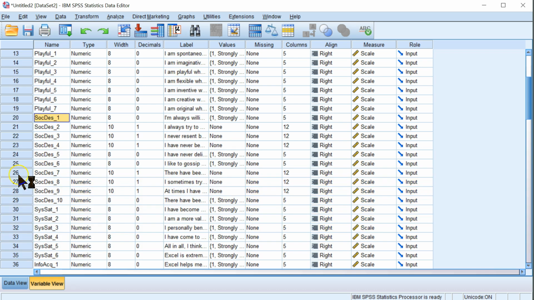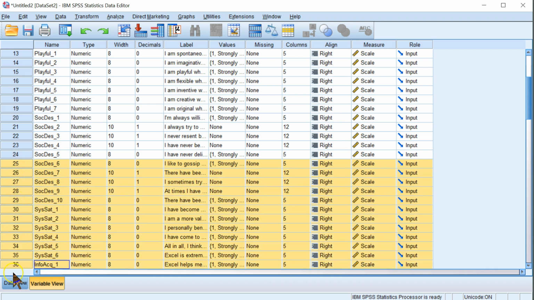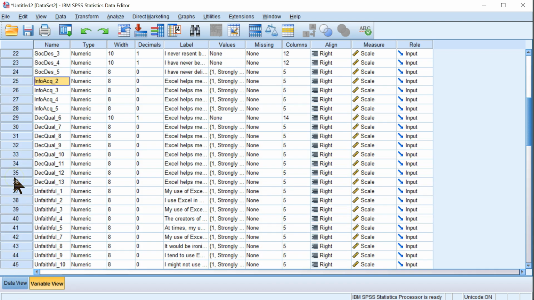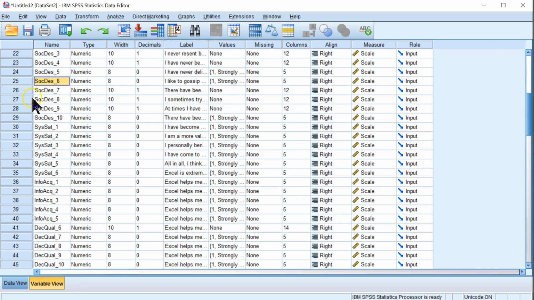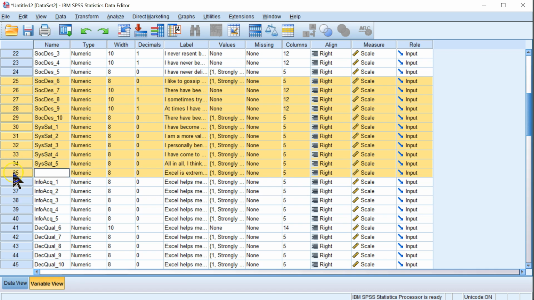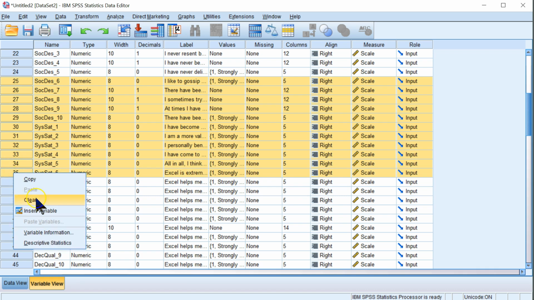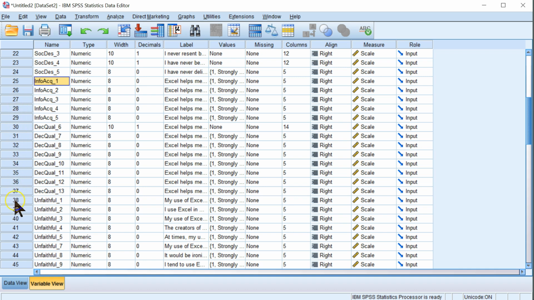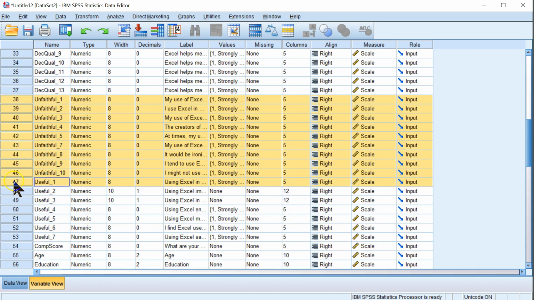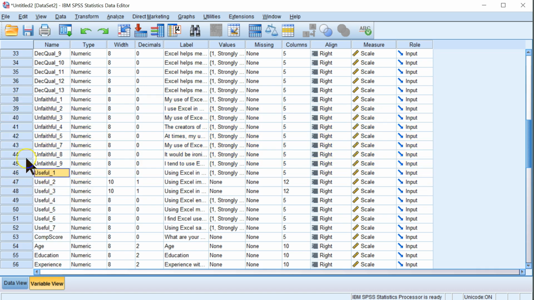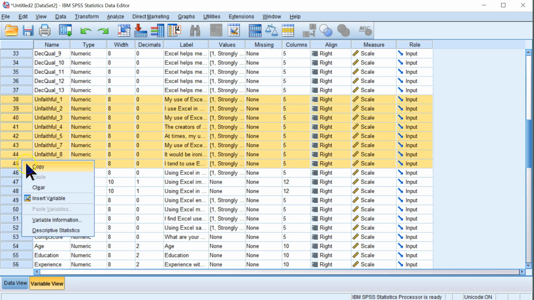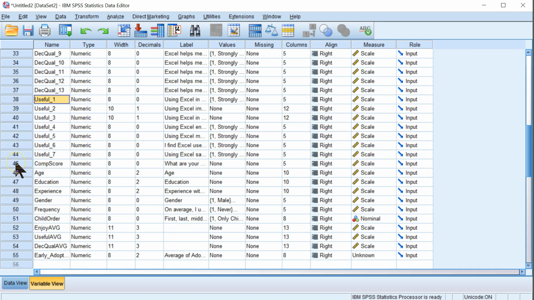Social desirability, I'm actually going to keep social desirability, at least the first 5 items. I actually don't need these next 5, so I'm going to delete those. System satisfaction, oh, Control Z, I got rid of one of the information acquisition by accident. Clear, there we go. And decision quality, we're keeping. Unfaithfulness, we're deleting. Usefulness, we're keeping. Why is it doing that? Clear, get rid of all these, please. Clear, there we go. Comp score, don't need that.